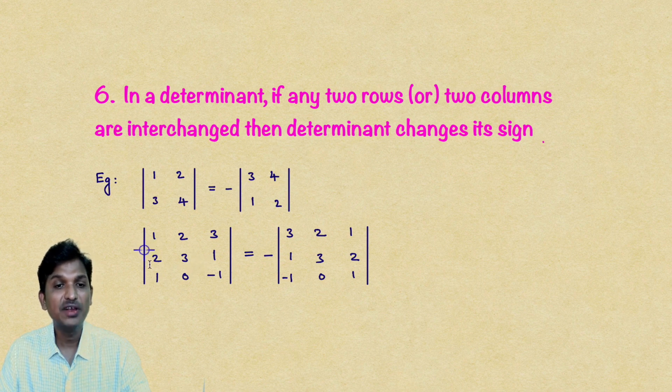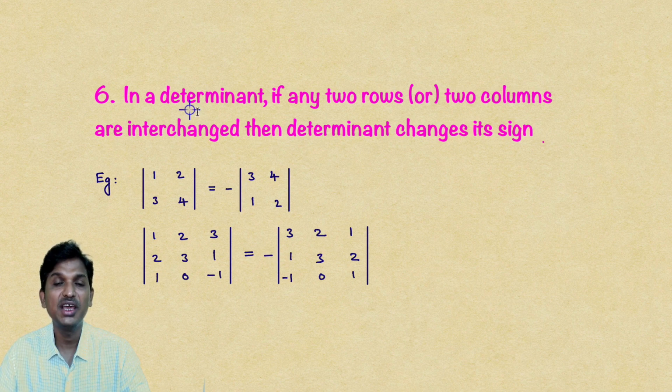You observe this. In this, I am interchanging the first column and third column. What happened here? This is the given determinant. In this determinant, if I interchange any two columns, you can interchange, but you should write the opposite sign. Here a plus sign is there, so here you should write a minus sign. If a minus sign is there, then it will become a plus sign.